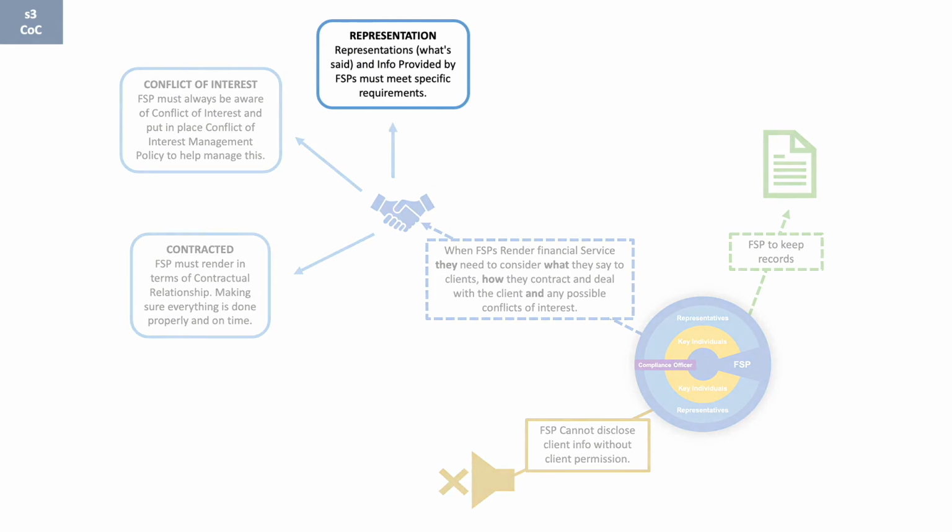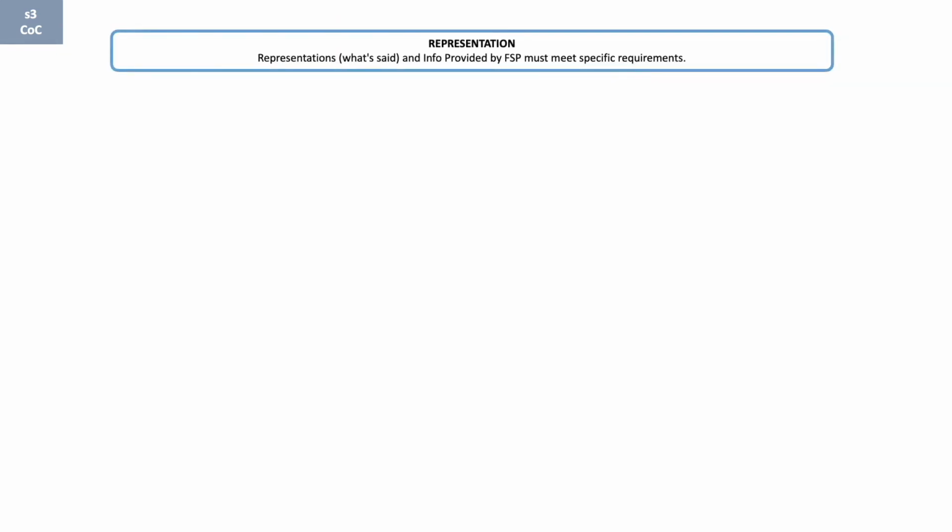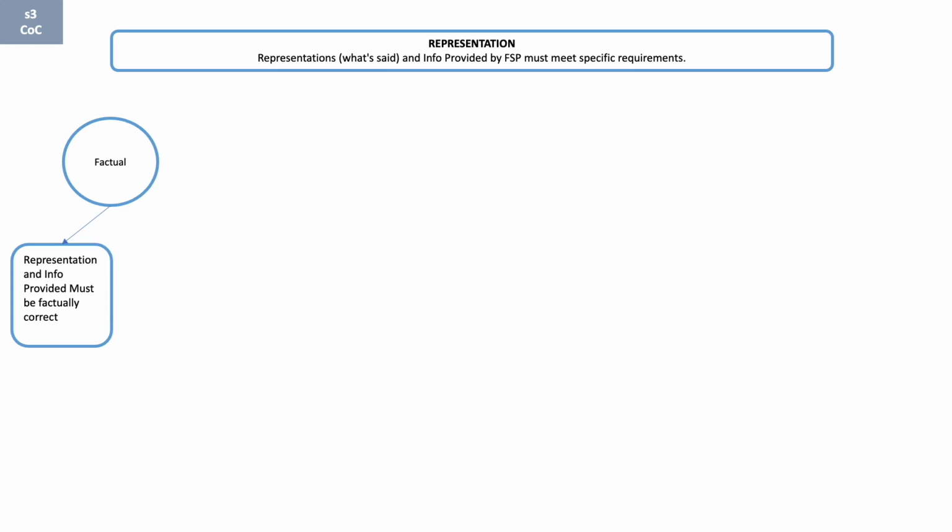Let's look at representation in detail. As mentioned, representations are what is said to the client and the information provided by the FSP. Representations must meet the following 8 specific requirements. 1. Be factual. Representation and information provided must be factually correct.